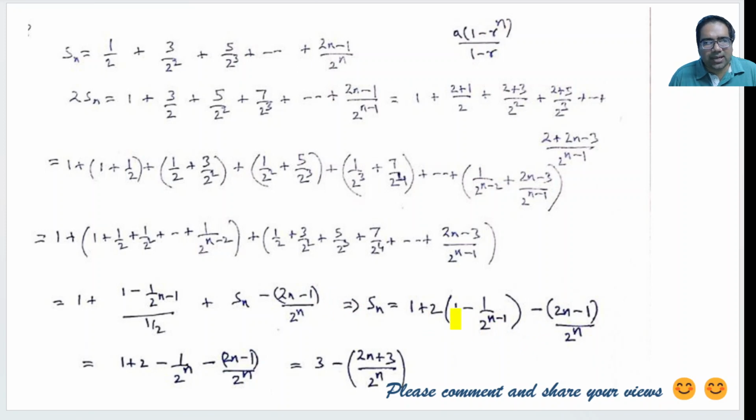Right. If you open this bracket, 1 plus 2 times 1, which is 2, minus 2 times 1 by 2^(n-1). So 2 times 1 by 2^(n-1) is 1 by 2^(n-1)... minus 1 by 2^n, minus (2n minus 1) by 2^n. Right. Let's take this minus common. 1 plus 2 is 3. 3 minus this minus common. 1 plus 2n plus 1 by 2^n. 2n plus 1 plus 1.